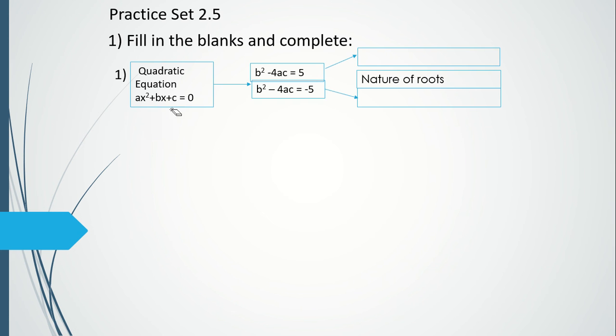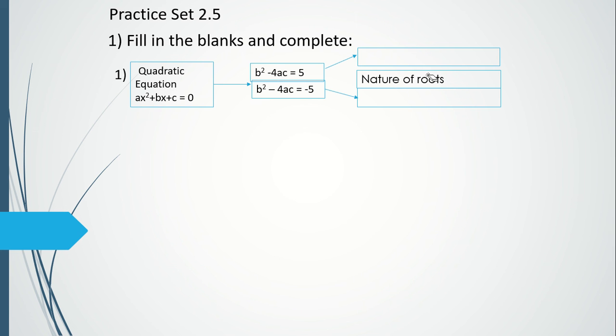Now let's get started with practice set 2.5. First is activity. Now suppose this is the quadratic equation given, ax square plus bx plus c is equal to 0. Now these are the two roots. These are the two values of discriminant, b square minus 4ac. One is given 5 and another one is given minus 5. So in that case, what will be the nature of the roots? So you should understand what the activity actually says.